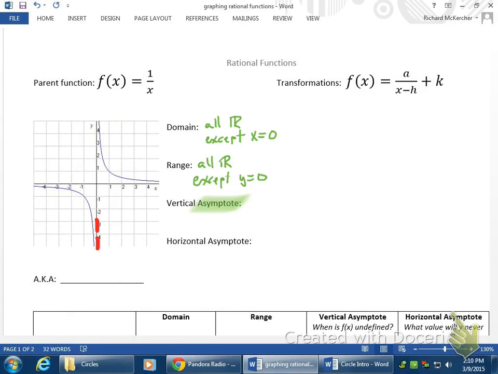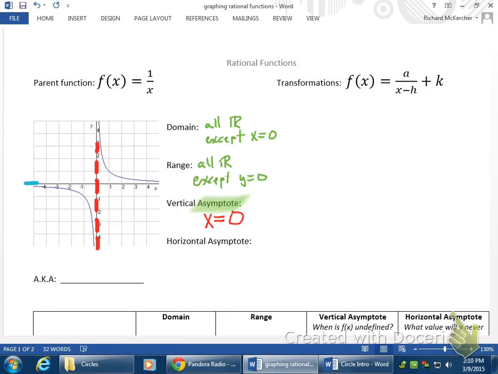Okay? Now, we've got one new word we want to talk about: asymptote. The vertical asymptote, I'm going to draw in for you, is right here. That's the red dotted line. It's not actually part of this function. As a matter of fact, it's the part of the function where this function does not exist. It's where the function is undefined. In this case, you can tell it's the vertical line x equals 0.